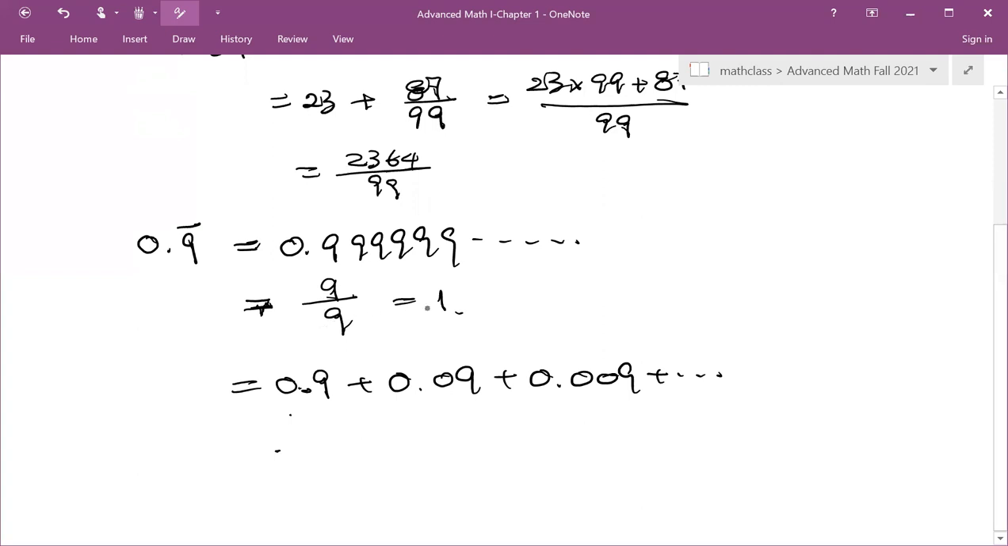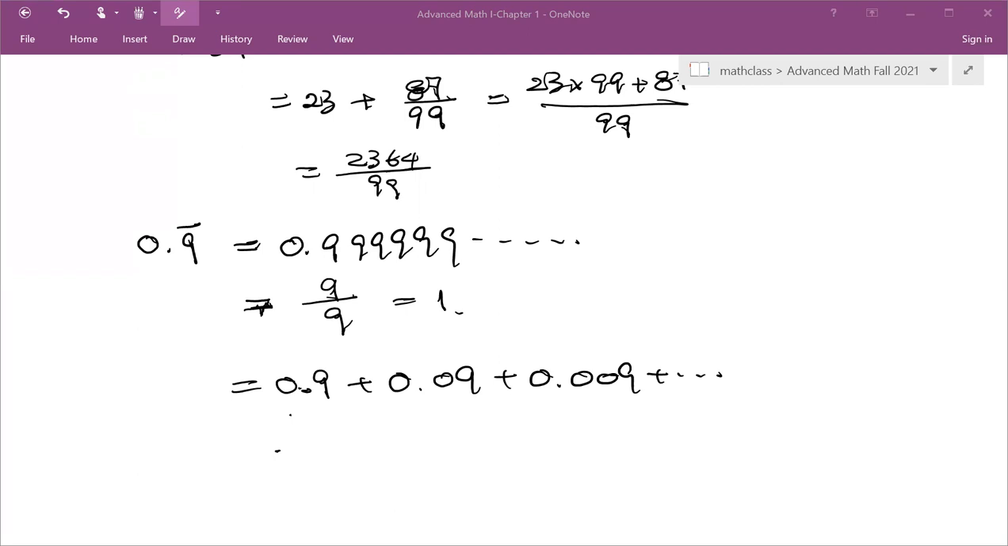Irrational numbers are numbers that are not rational, and there are many of them. For example, the square root of 2 cannot be expressed as a fraction.